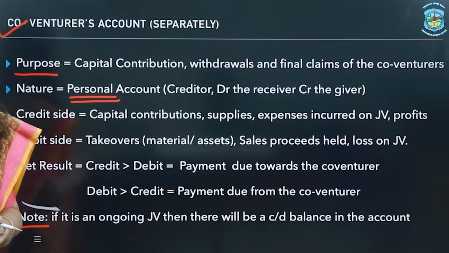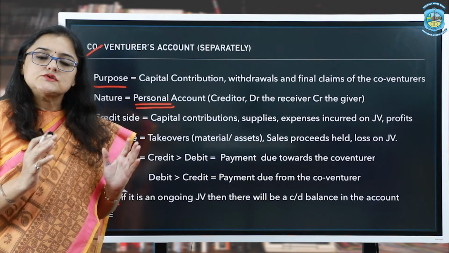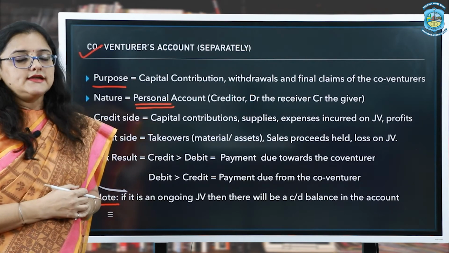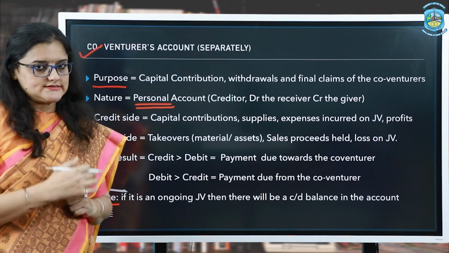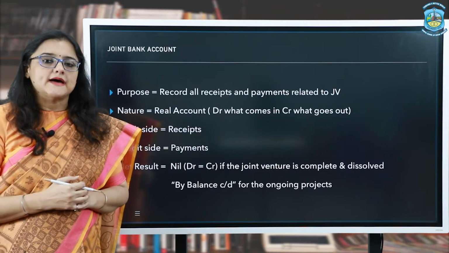if the joint venture is ongoing, there will be a carried down balance. We are not going to close it against cash settlement on the to and by side. Ideally, it will be the balance carried down on the debit side, because the credit side is usually heavier than the debit side.